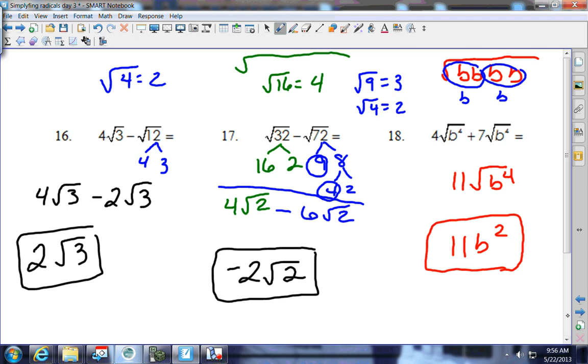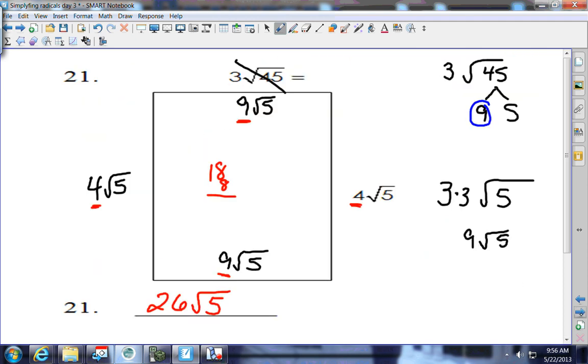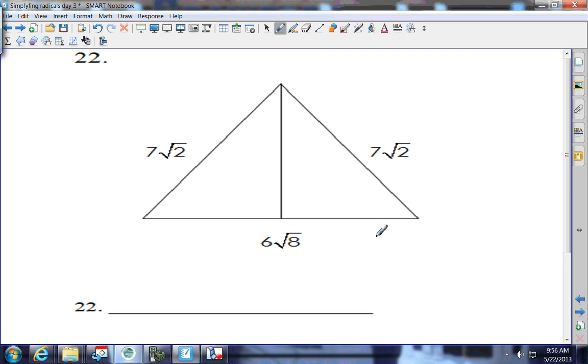Now, we did these. Now we're to here. We're again finding perimeter. Means we're trying to add up all the sides. I know that I can add these two together. Why? They have the same square root of 2. So how many of those do I have? 14 square root of 2.